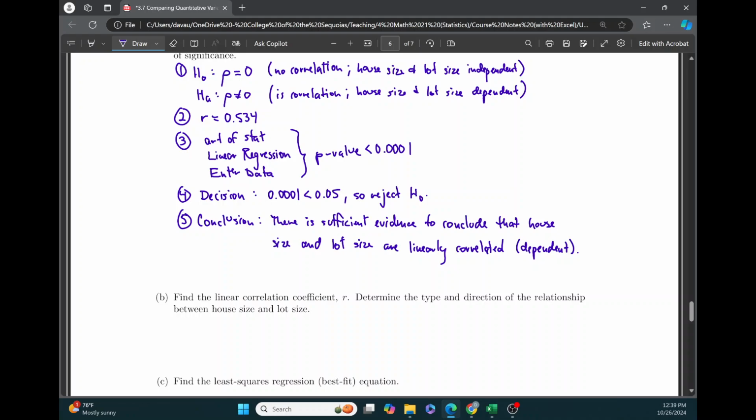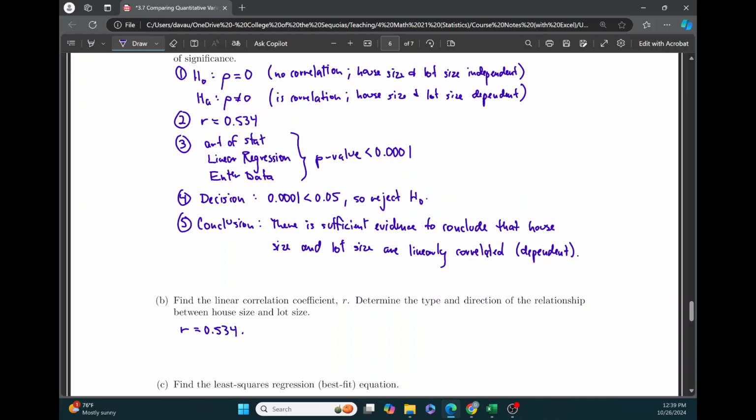Okay, linear correlation. Well, we already found this, right? For part B, we found this. It was 0.534. So then it says, determine the type and direction of the relationship between house size and lot size. Because all we've done, we ran the test two-tailed. So all we've done is say there's a linear correlation, but we don't know if it's a positive or a negative correlation. But looking at R here, R is positive, and that means that there's a positive correlation. That's the direction of the relationship.